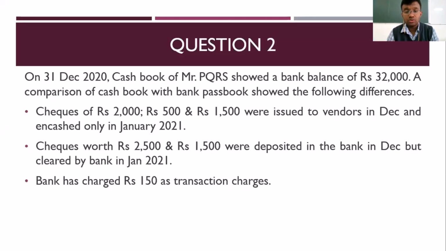Checks worth rupees 2,000 and 1,500 were deposited in bank in December, but it was cleared only in 2020. So someone gave you 2 checks. One was worth 2,500, the other one was worth 1,500. You deposited both these checks in December, but it was cleared only in Jan. Then finally, the bank has charged 150 as transaction charges. This is the second set. So with that note, let's go about with the preparation of this BRS.